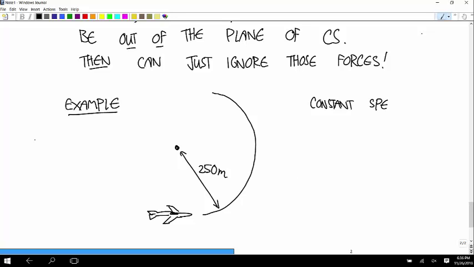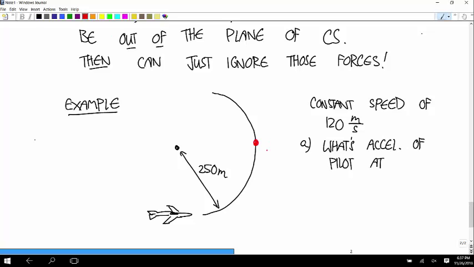As it goes through this part of the circular path, it has a constant speed of 120 meters per second. And we want to know, first, what's the acceleration of the pilot at that point, let's call that red point P.